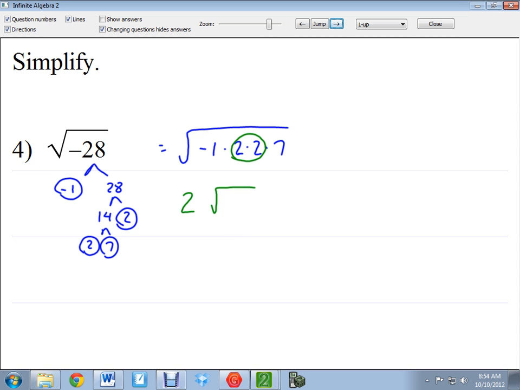So what we have to do is talk about imaginary numbers. The square root of negative 1, even just one negative 1 by itself, is equal to i. Square root of negative 1 is equal to i, and i is just a symbol for an imaginary number. So we have this i that gets pulled out with the negative 1, the 2's go away, and then we have the 7 left on the inside. So the square root of negative 28 is 2i square root of 7, and that's as simple as it gets.